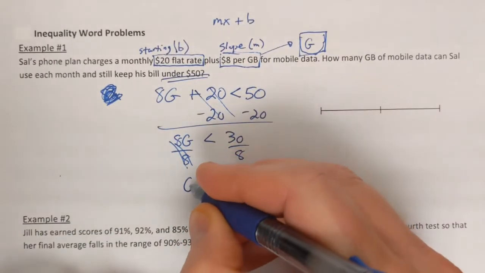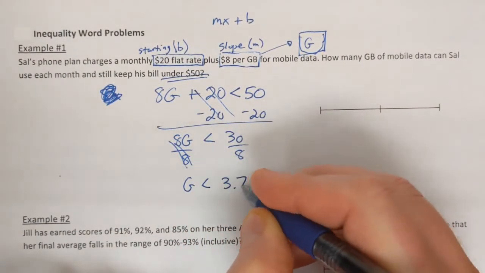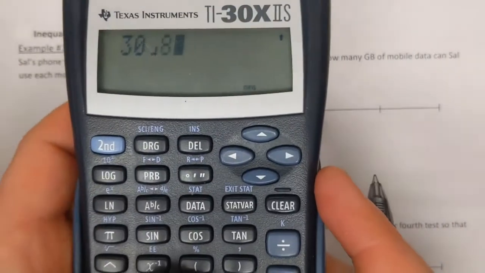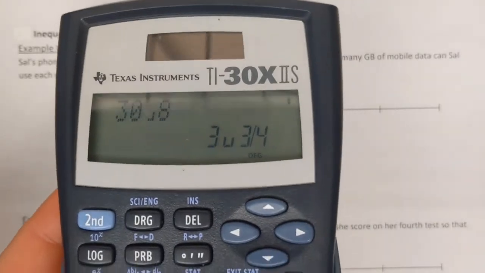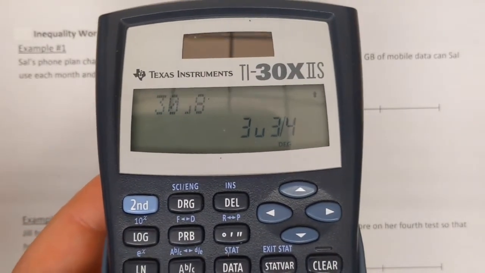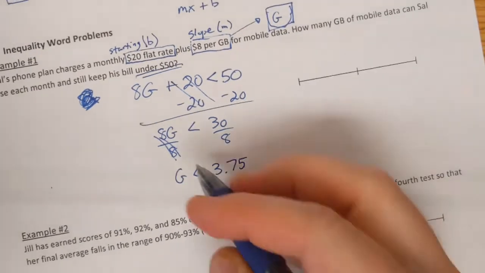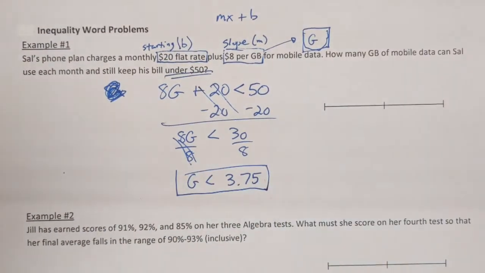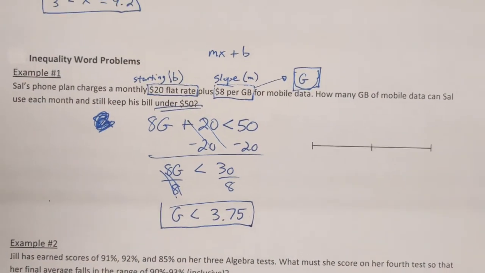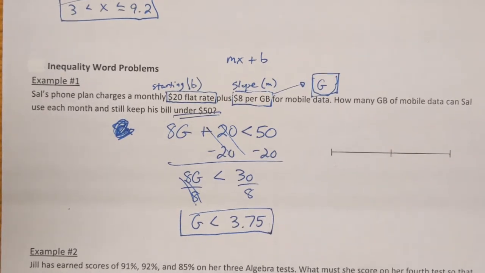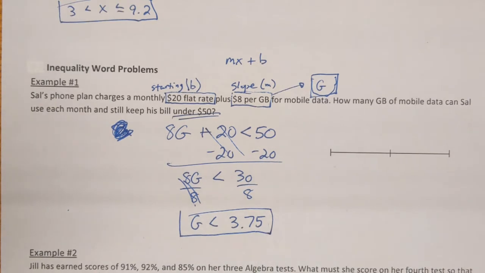If it's a clean decimal like that, then by all means leave it as a decimal. If it comes out real messy though, your other option is you could write it as a fraction. If you'd rather leave this as a fraction, it comes out to 3 3/4. The 8 goes into the 30 3 times with 6 left over. It reduces to 3 3/4. But you know what? This one works out great as a decimal. So I'm going to just leave it as a decimal. And this gives us our answer. As long as Sal uses less than 3.75 gigabytes, his phone bill will be under 50.